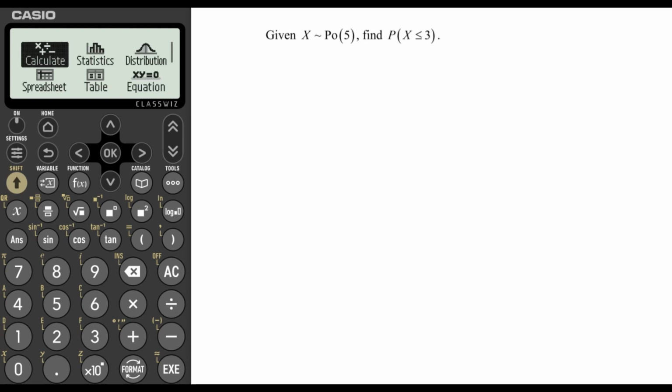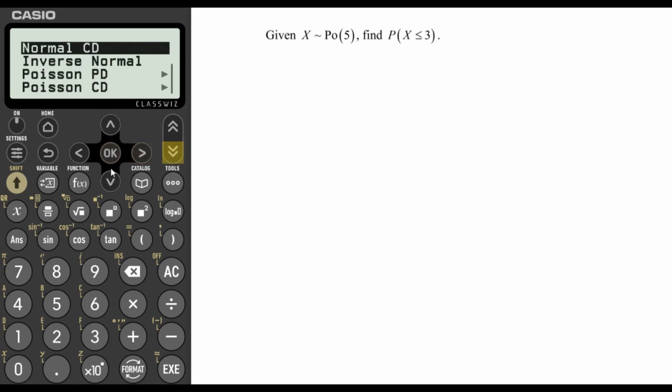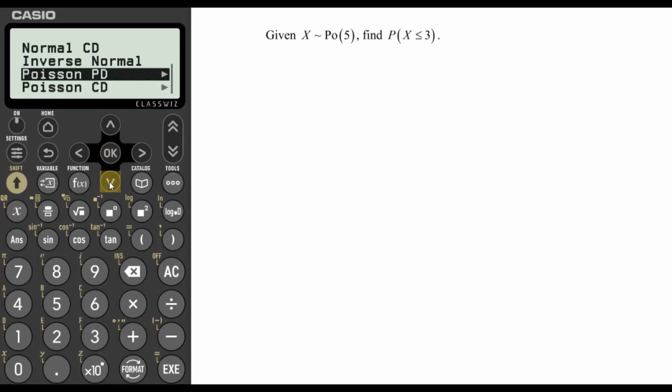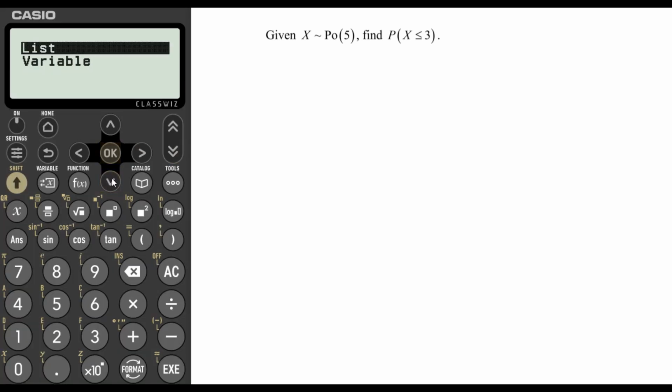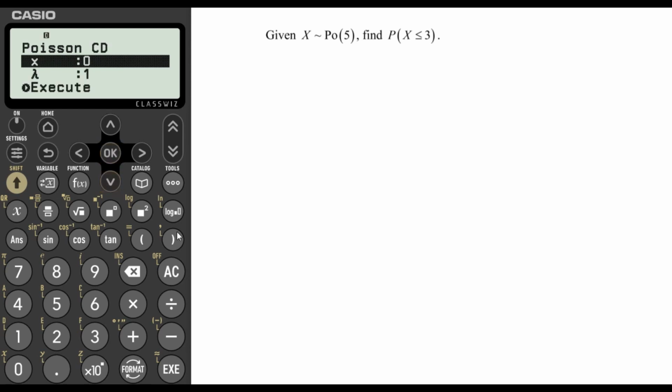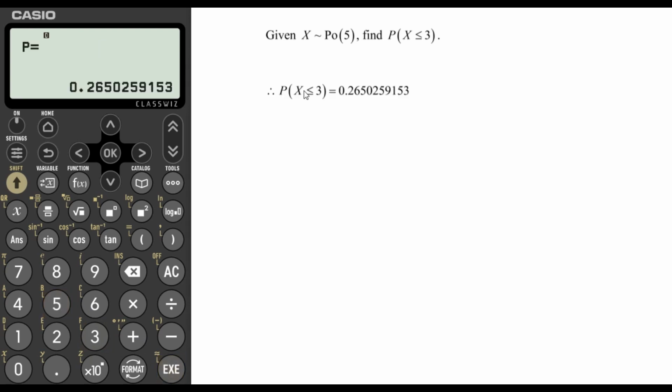We can use our calculator to work with Poisson distributions. In this example, we are given that x follows a Poisson distribution with a parameter of 5, and with this we have to find the probability that x is less than or equal to 3. From the main menu, go to the distribution sub-menu, scroll down to Poisson CD, scroll down to variable, x is 3, lambda is 5, and if we execute this, you will find the probability that x is less than or equal to 3 is equal to 0.265, etc.